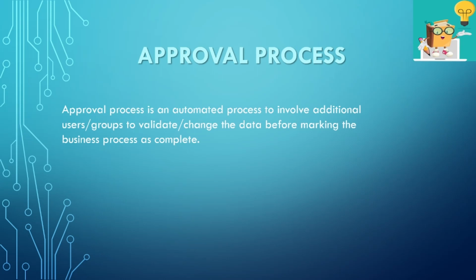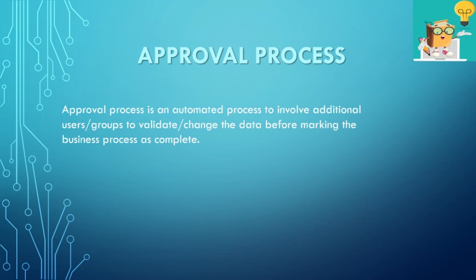So this is where your approval process comes in. In terms of our bank example, since the amount is more than the capacity of the current branch manager, he is involving his or her seniors to do the validation and approvals. Similarly, in Salesforce as well, we have a process called the approval process, where you can involve other users to validate your data or make changes in your data if required, so that the business process can be marked as complete. I hope you got an idea of what approval processes are.